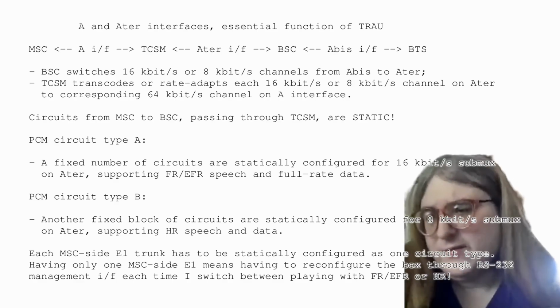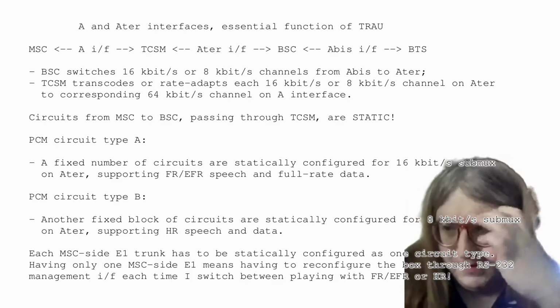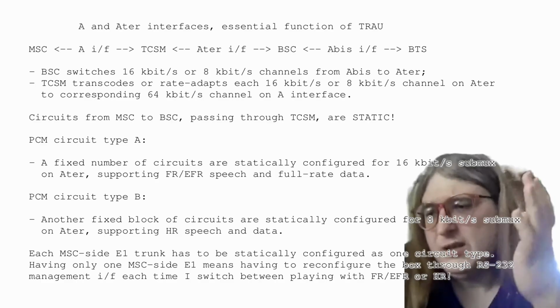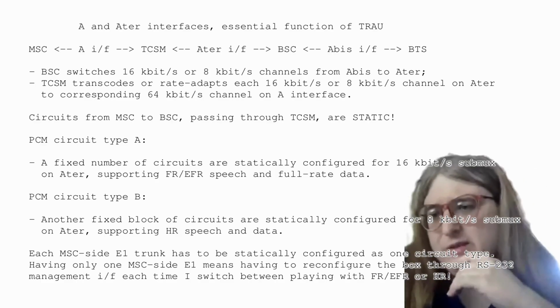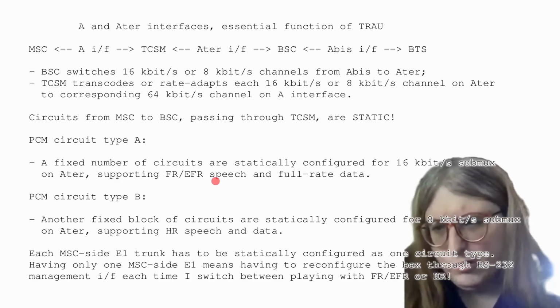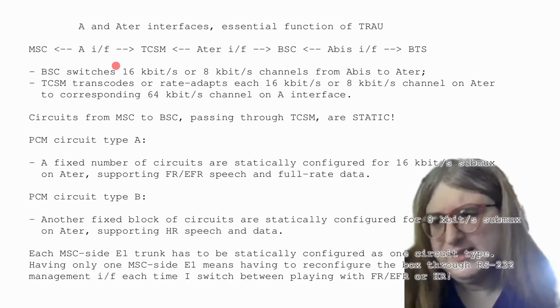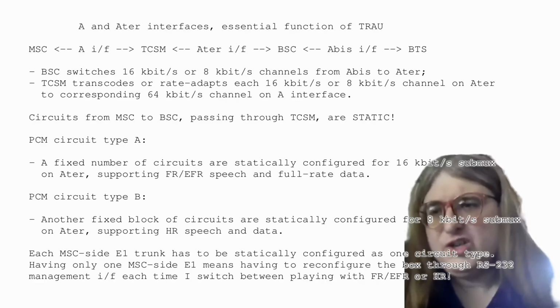And the granularity for this, the unit of granularity configuration, is a single E1 circuit here. So in a big deployment, the number of E1 circuits between the MSC and the TCSM will be quite large. And for each of those E1 circuits, you will statically configure at network planning time: is this going to be a type A circuit that can do full FR, EFR, CSD full rate, or is it going to be a half rate circuit? So you configure it for each A side E1 statically, and normally it just stays.